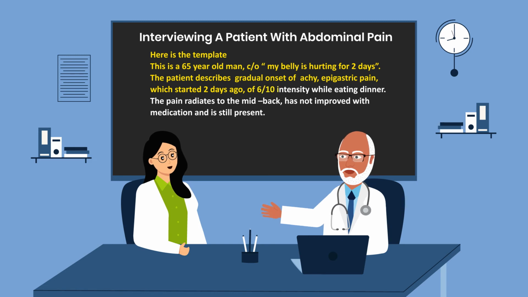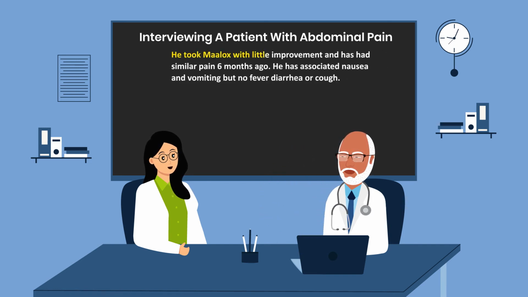The patient describes gradual onset of achy epigastric pain, which started 2 days ago, of 6/10 intensity while eating dinner. The pain radiates to the mid-back, has not improved with medication, and is still present. He took Maalox with little improvement and has had similar pain 6 months ago. He has associated nausea, vomiting, but no fever, diarrhea, or cough.